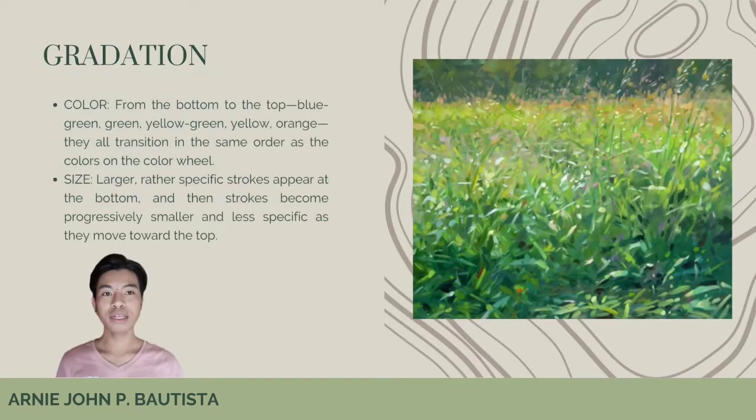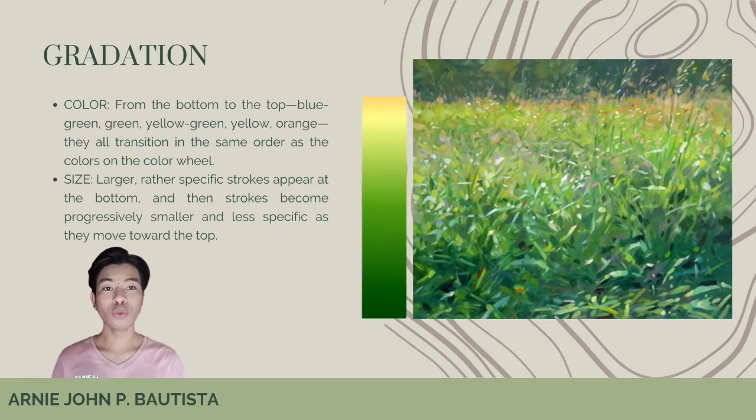Now let's have this first example. At first thought, you will say that this is just a normal painting of grass, but try to squint your eyes and focus on the colors. And probably you might discover that there's a gradation in the color or the value of the painting.